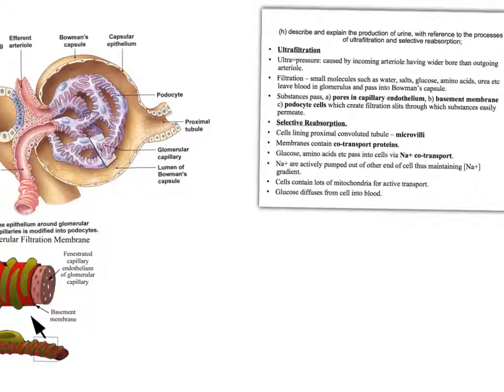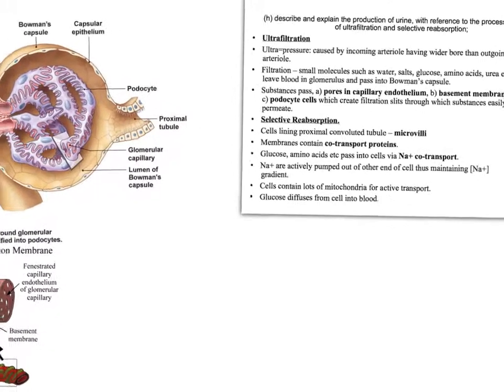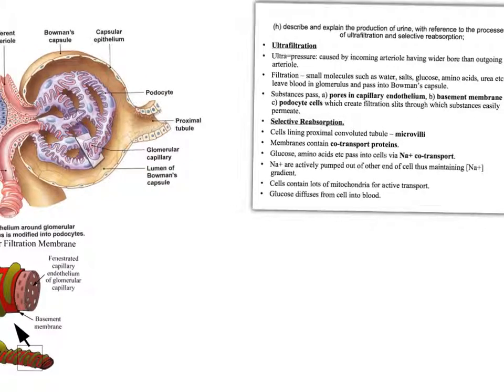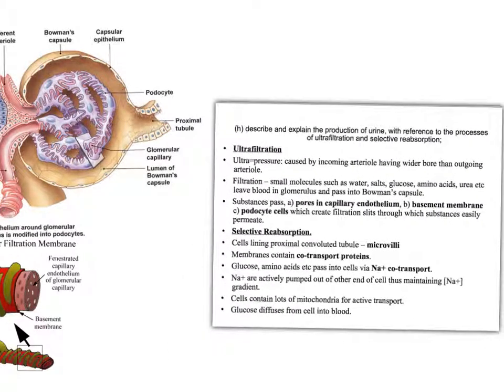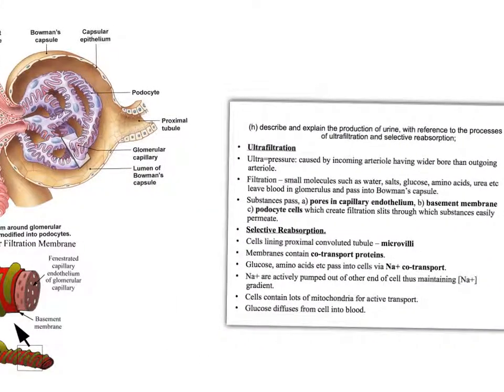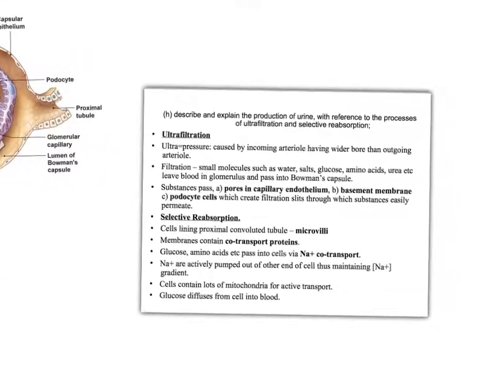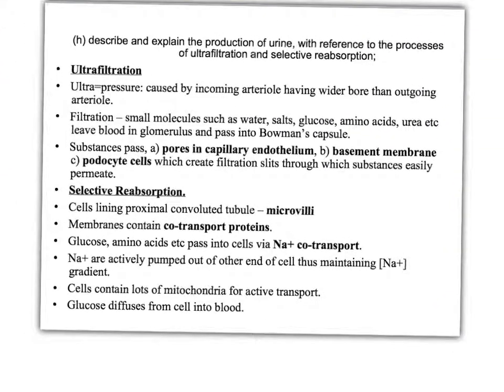Looking at some of these areas in a little bit more detail, we'll move on to the next slide, which says: describe and explain the production of urine with reference to the processes of ultrafiltration and selective reabsorption. Okay, so there's quite a lot of detail we need to know here.